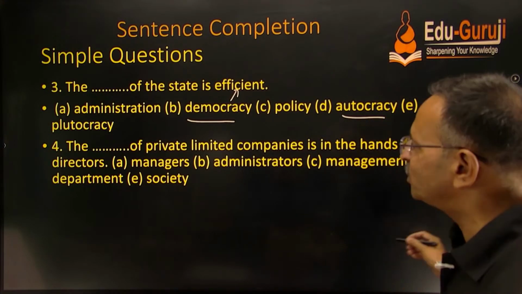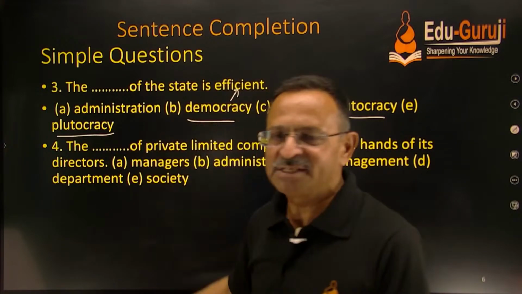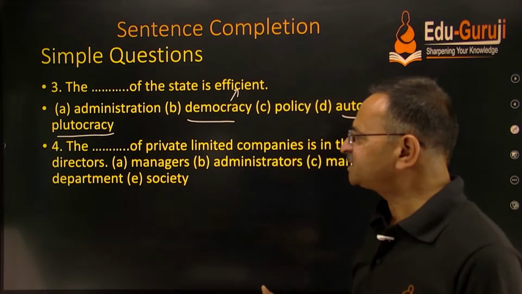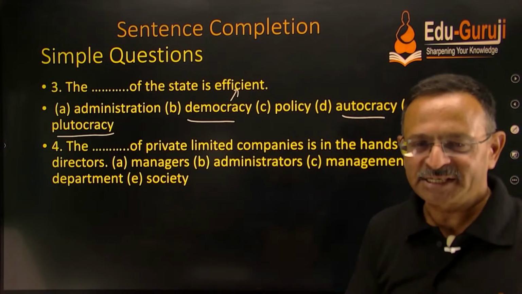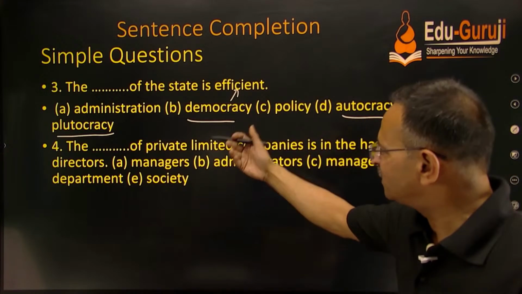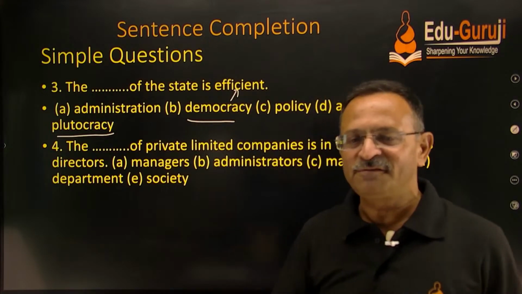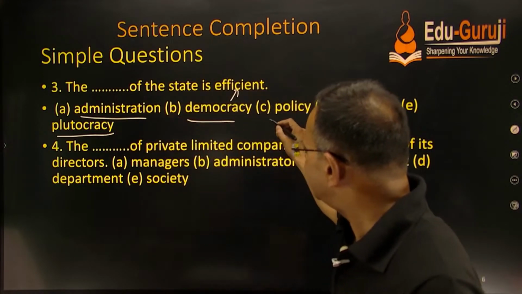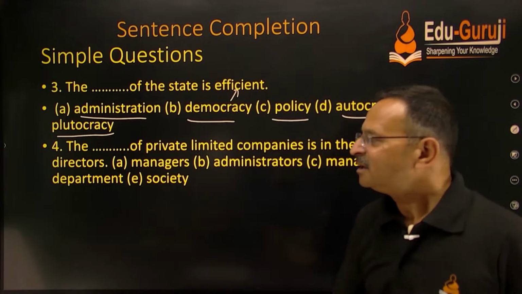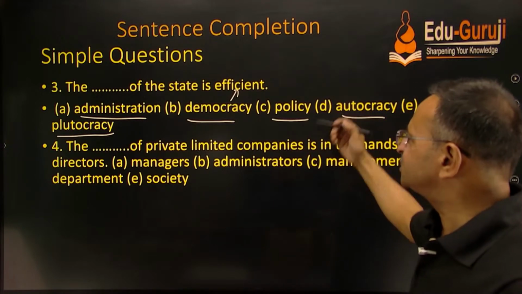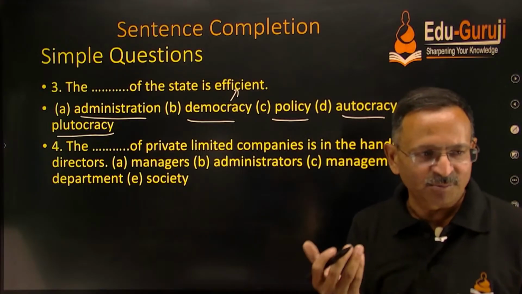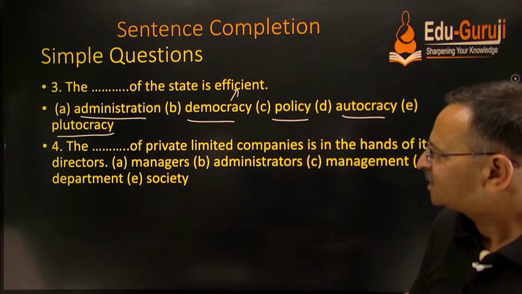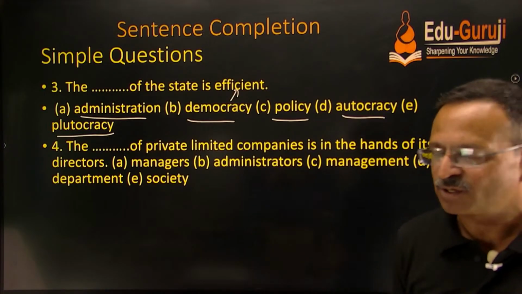And then you have a plutocracy. The plutocracy means the government by the wealthy people. So obviously we do not have the plutocracy. The efficiency of the plutocracy cannot be efficient. So obviously we now have two options left with us, administration and the policy. Now we can say the policy of the state is efficient. Yes, this could be well enough. This could be good enough to fill in the blanks. Or let's say what could be the administration of it.